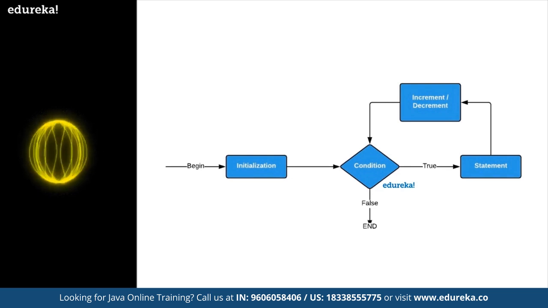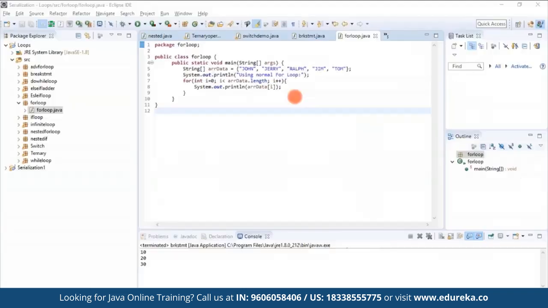Now, let us try to execute a program to understand this in a better way. This particular example is based on the for loop. As you can see, I have a variable by the name ARR which is of string type, and this variable holds 5 elements which are John, Jerry, Ralph, Jim, and Tom, which happen to be the names of the employees of a particular company. Now, we will be using a for loop to display the names of these employees.